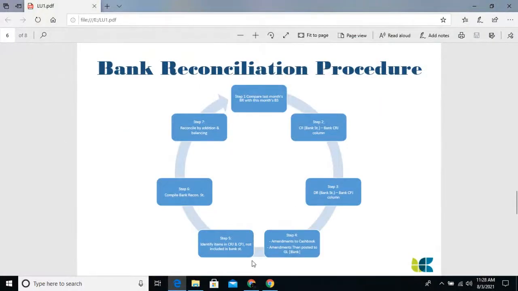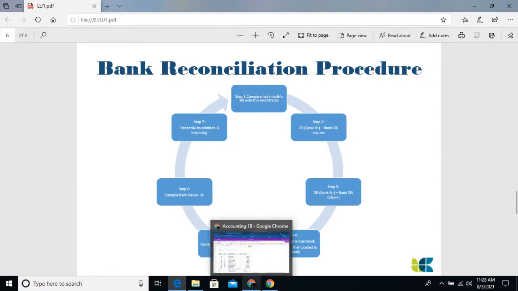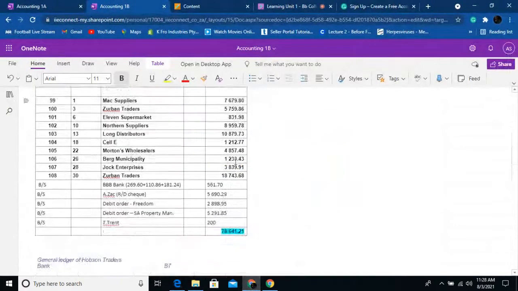We finished step 4 now. And step 5, do you remember I told you you're going to do step 5 as you do step 2 and step 3 simultaneously: identify items in the CRJ and CPJ not included in the bank statement. We've done that over here. So where are we now? We're here: compile bank reconciliation statement. Okay? So let's see now.